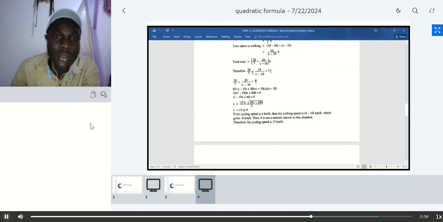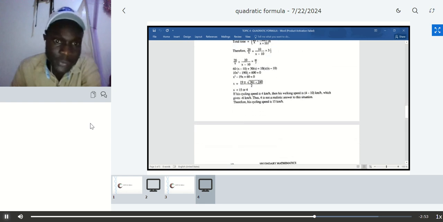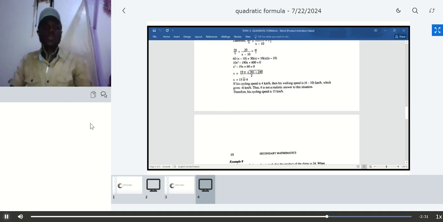So therefore, this will be equal to 3 1/3 hours. Then 60 into x minus 10 plus 30 into x is equal to 10 x into x minus 10. The equation will be then x squared minus 19x plus 60. We divide through the equation by 10, and we'll get x squared minus 19x plus 60 is equal to 0.